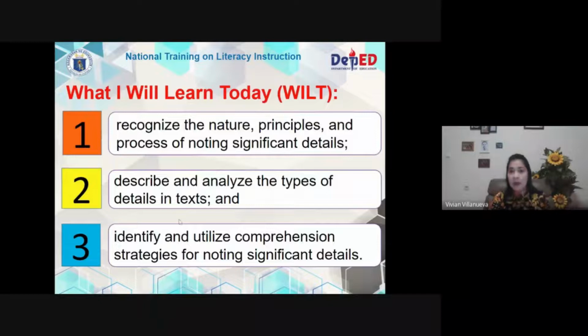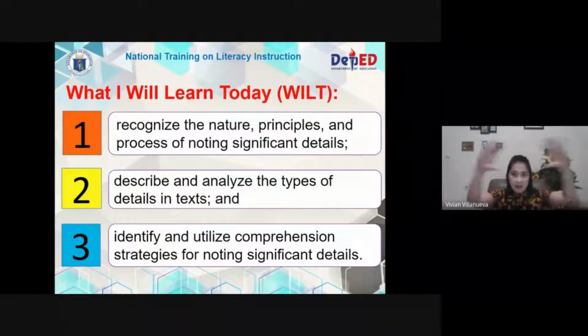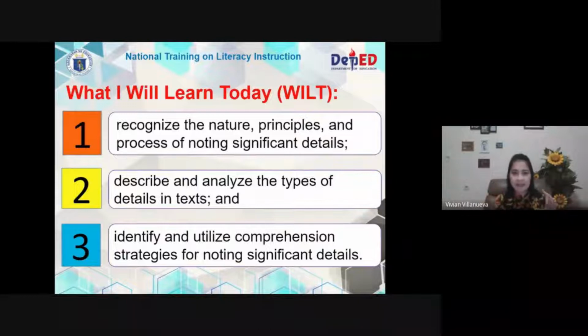Here are the objectives of this webinar. To recognize the nature, principles, and process of noting details. I think you've gotten some already, right? Sir Mark, nakakuha na kayo ng konti with the video clip that I've presented about me, with the questions, with the process that I've done, taking down notes, with the categories that I've listed. I think you've gotten some already, and you've learned the first objective.